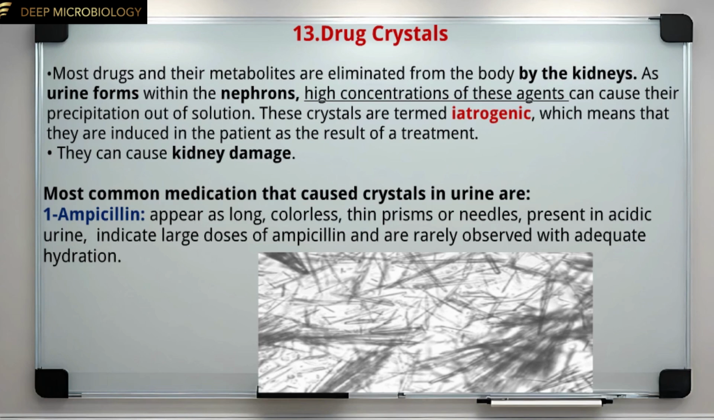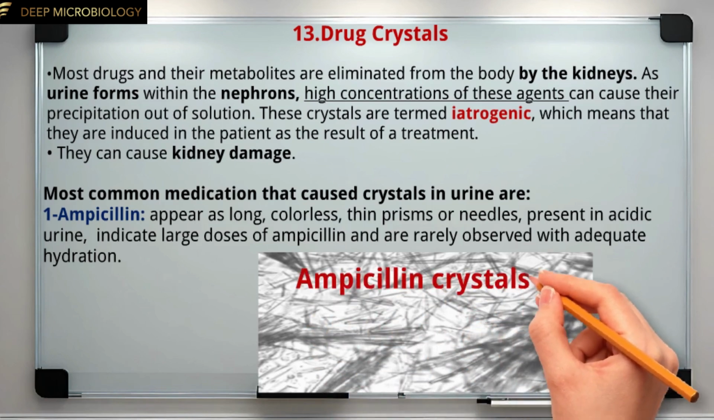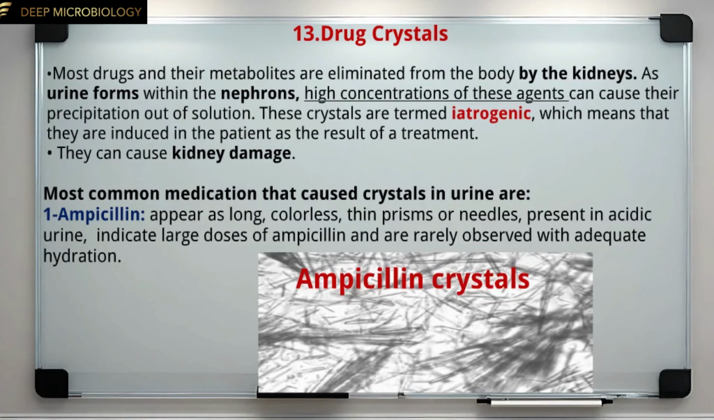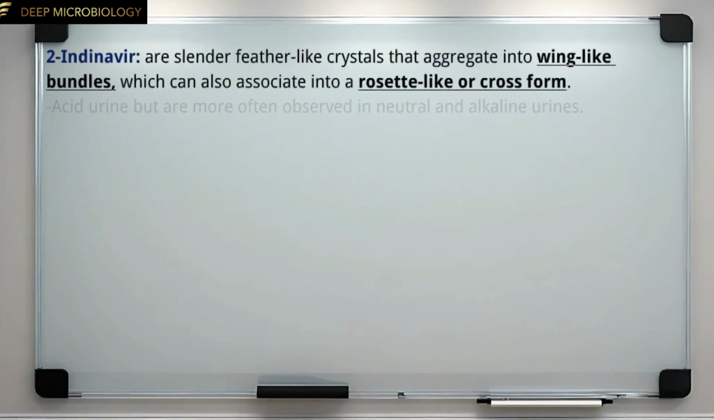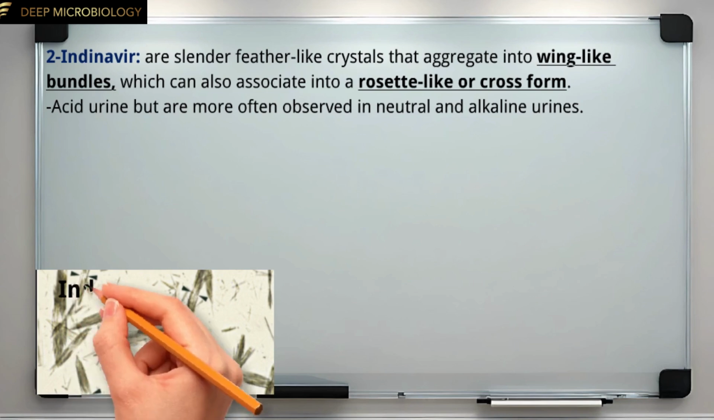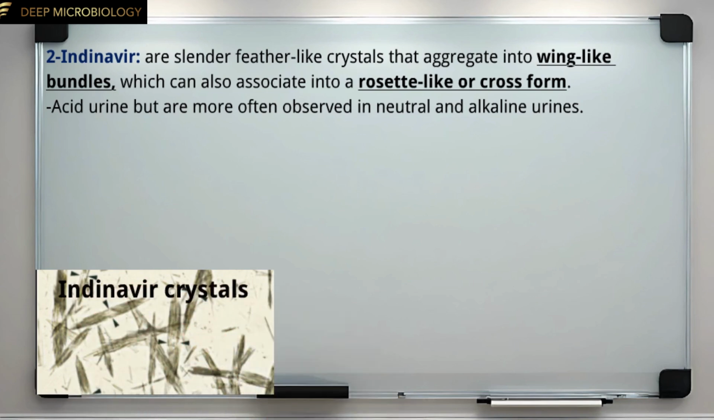Most common medications that cause crystals in urine are: 1. Ampicillin. Ampicillin crystals appear as long colorless, thin prisms or needles. Present in acidic urine, ampicillin crystals indicate large doses of ampicillin and are rarely observed with adequate hydration. 2. Indinavir. Indinavir sulfate crystals are slender feather-like crystals that aggregate into wing-like bundles, which can also associate into a rosette-like or cross form. Indinavir and other antiviral drugs can be present in acid urine, but are more often observed in neutral and alkaline urines.